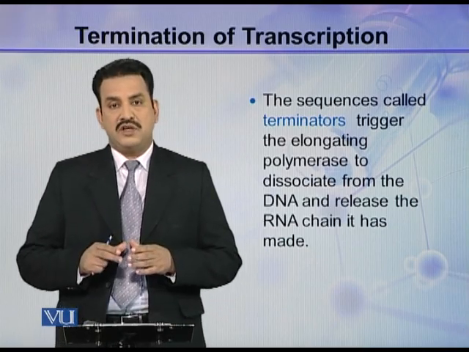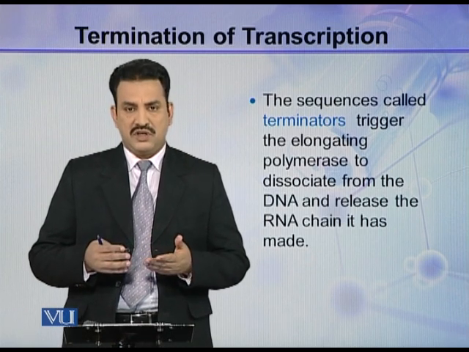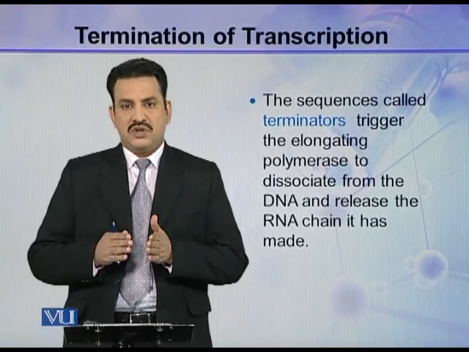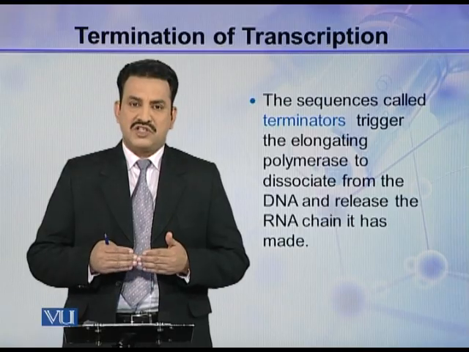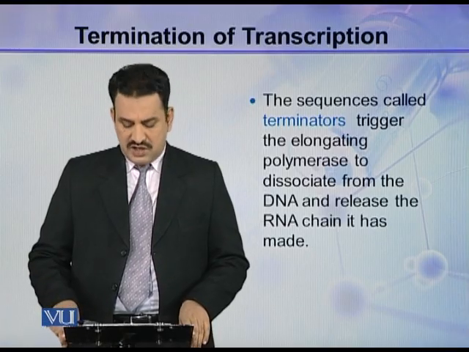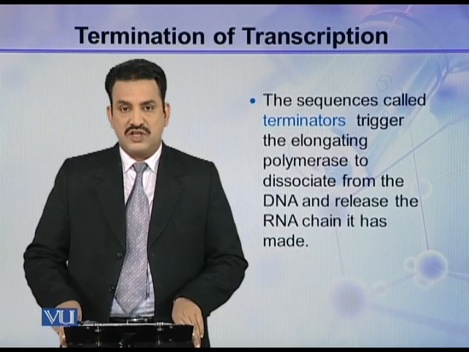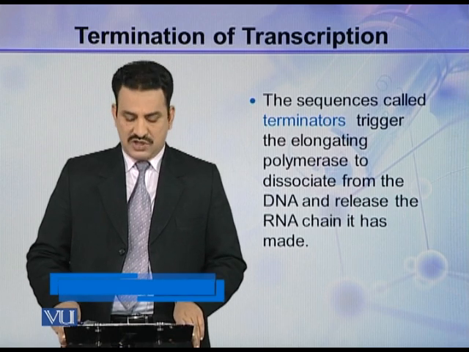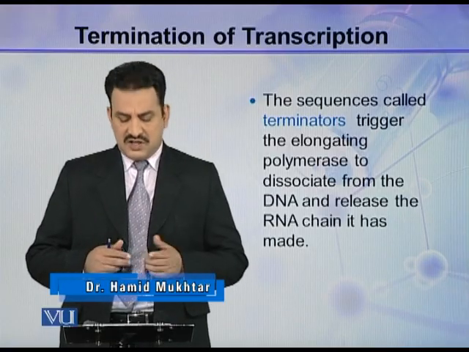So, if the DNA is damaged or something else unusual happens to the DNA, the transcription normally terminates there. So this is an unusual process, but normally transcription has to be terminated at some point. The sequences called terminators trigger the elongating polymerase to dissociate from the DNA and release the RNA chain it has synthesized. So there are some specific sequences in the DNA, and these sequences are called terminators.